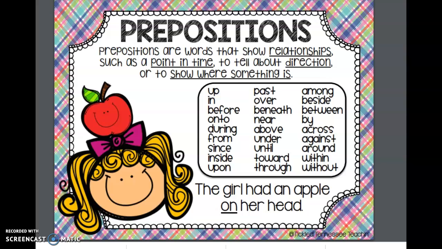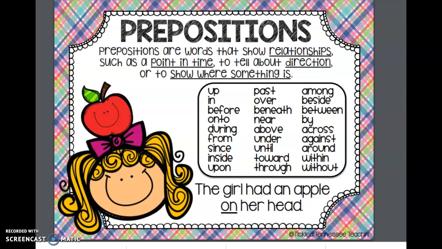The girl had an apple on her head. Where did the girl have the apple? On her head. So the preposition will be on, and in this particular instance, it is showing where something is. It is on her head.